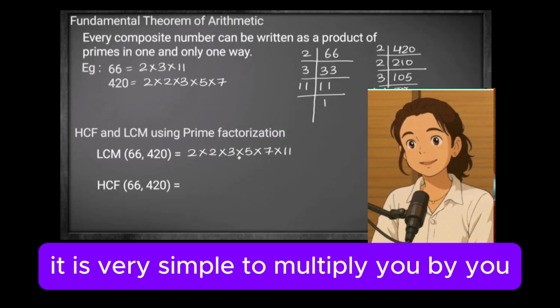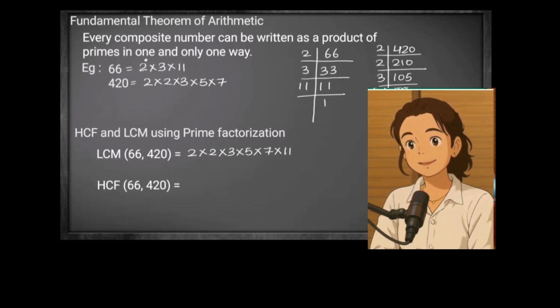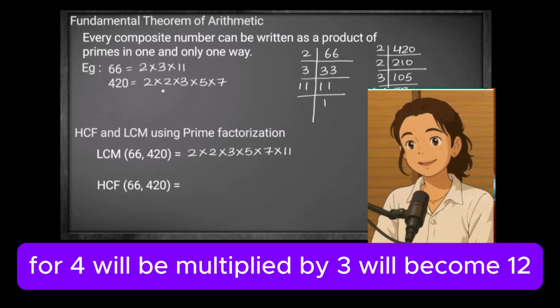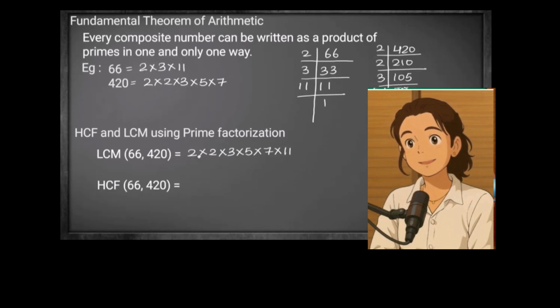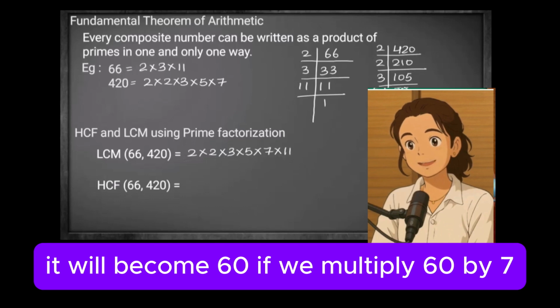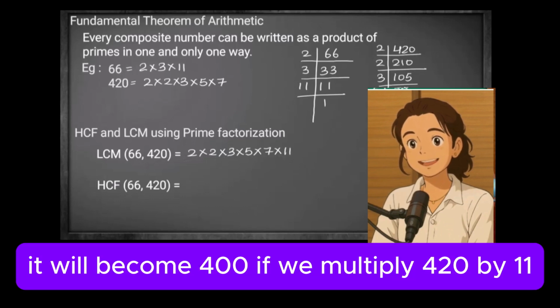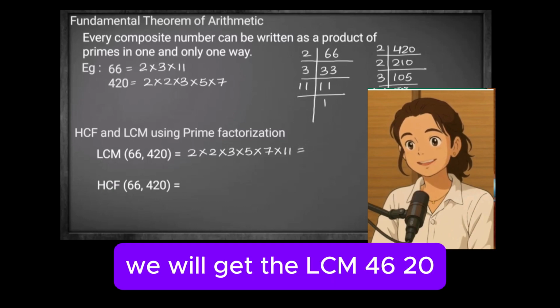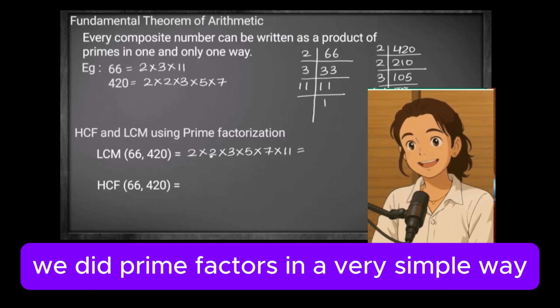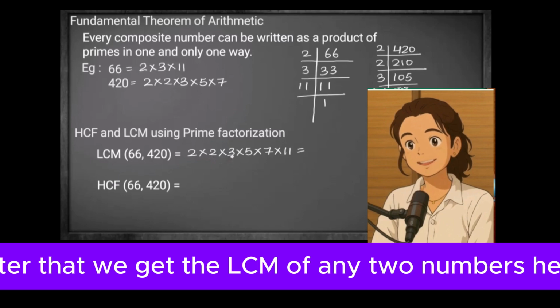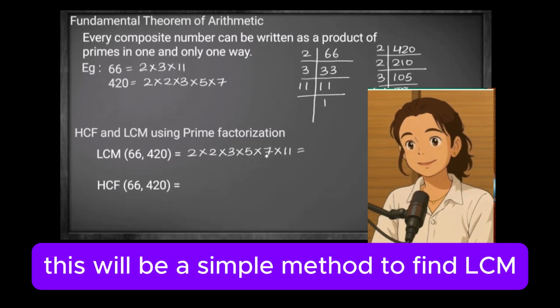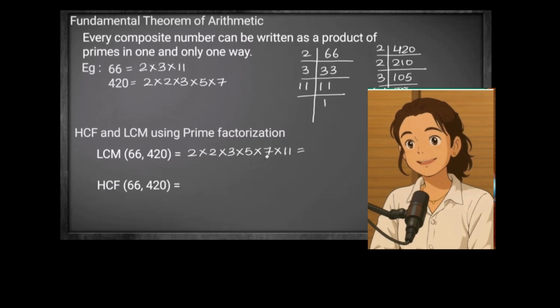It is very simple. Multiplying 2 by 2 will become 4. 4 multiplied by 3 will become 12. 12 multiplied by 5 will become 60. If we multiply 60 by 7, it will become 420. If we multiply 420 by 11, we will get the LCM, 4620. We did the prime factors in a very simple way. After that, we get the LCM of any two numbers here. This is a simple method to find LCM.